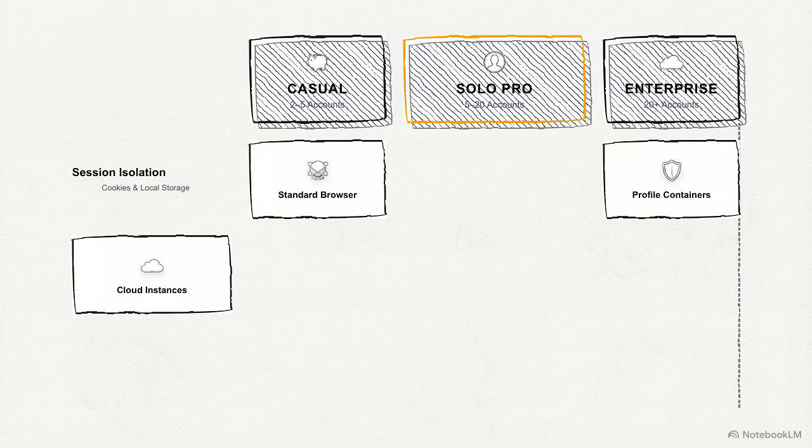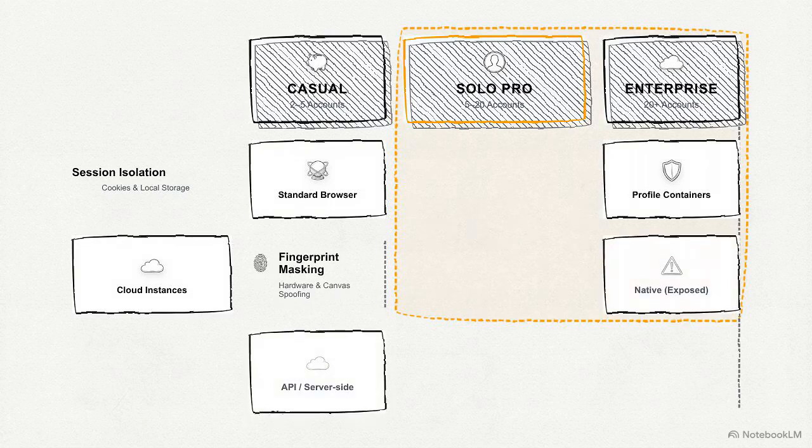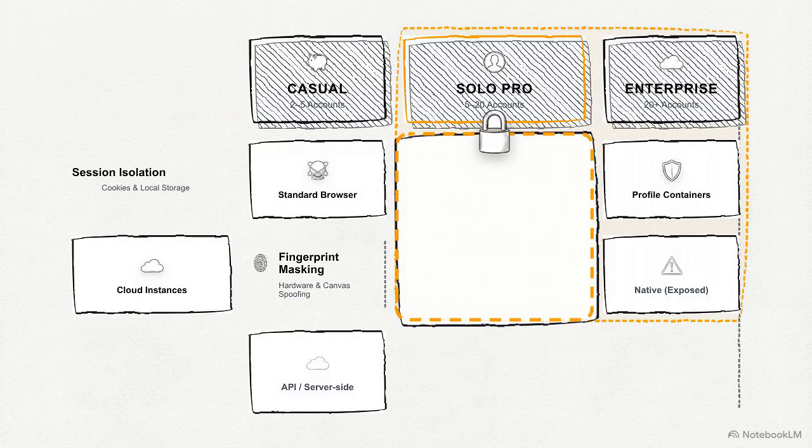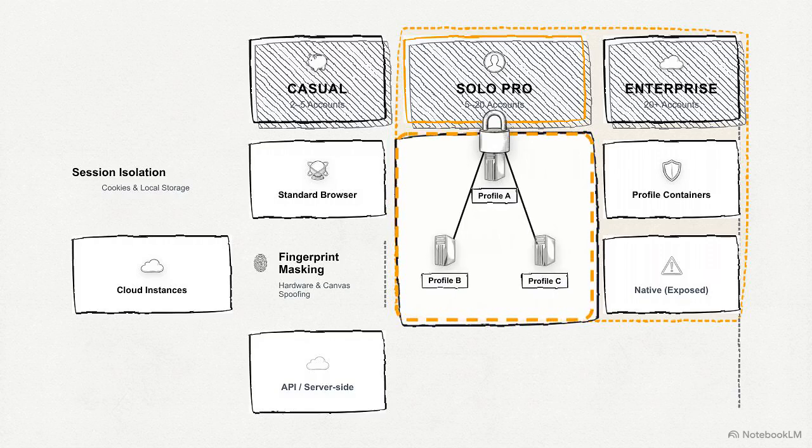This comparison matrix tracks requirements by scale. Notice the Solo Pro column. Desktop anti-detect requires installing specialized local software to artificially mask your hardware fingerprint. By creating isolated device identities, this software tricks strict platform algorithms into seeing entirely different computers.